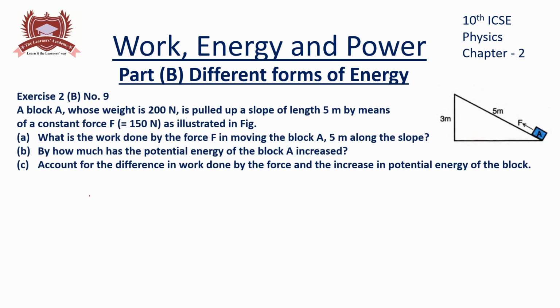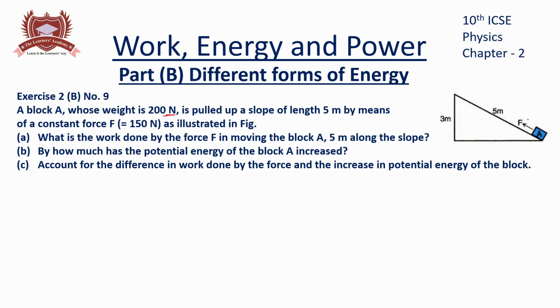Now this is a very interesting example which says that a block A whose weight is 200 newtons. Here again weight is given in newtons. Always read the question properly. In previous cases it was given as kilogram force. It's pulled up a slope of length 5 meters by means of constant force F.